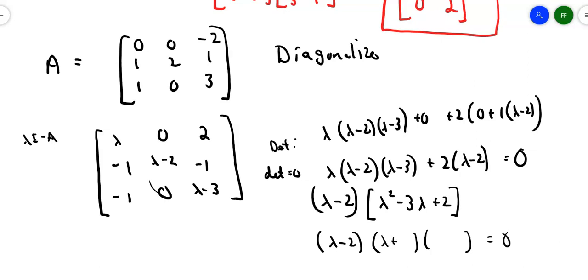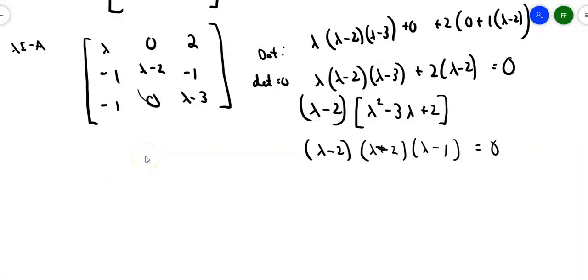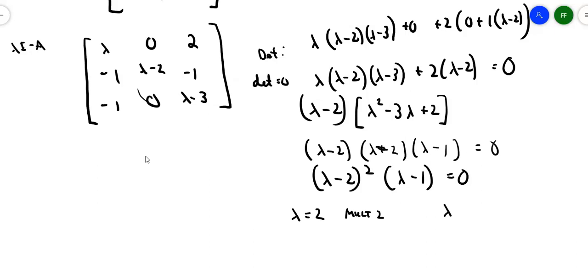As lambda minus 2, lambda minus 1. So that'll give me lambda squared minus 3 lambda plus 2. Hey, we end up with the same factor twice. So I end up with lambda minus 2 squared times lambda minus 1 equals 0. So I got two eigenvalues. Lambda equals 2 with a multiplicity of 2, and lambda equals 1 with a multiplicity of 1.